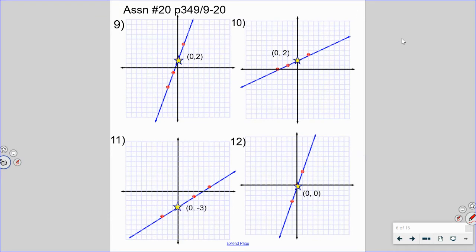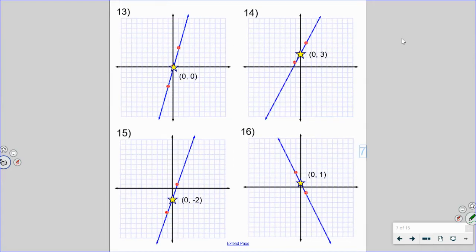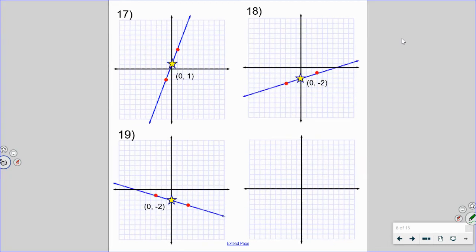And homework answers from previous, sorry, that's not assignment number 20. I think that's assignment number 7. But check out page 349, 9 to 20. I gave you some graph paper. Pause and come on back for the next 4 when you are ready. 4 more coming up. Or I guess I should say 3 more.